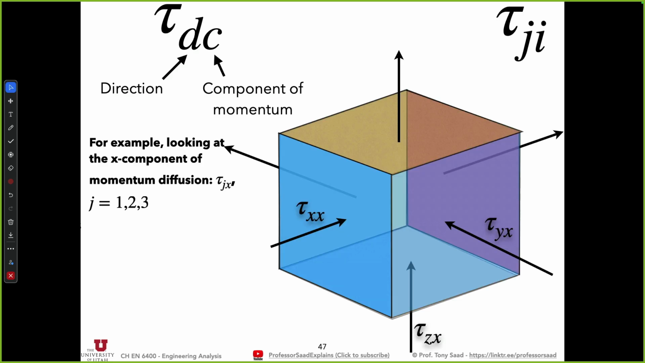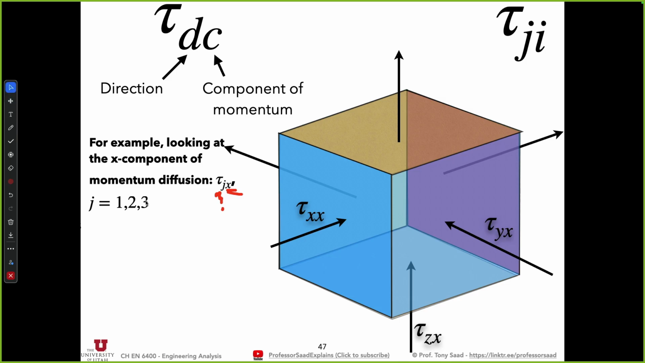If I were, for example, to look at only the x component of momentum, then I would fix the second index in tau ji or tau dc. I'm going to fix it at x. So I fixed the component. I'm only looking at the x component of momentum and how it's diffusing. So I fix it at x, but I still have j variable because I'm diffusing the x component of momentum in all 3 directions. What are those 3 directions? There are 3 of them: i, j, k, x, y, and z.